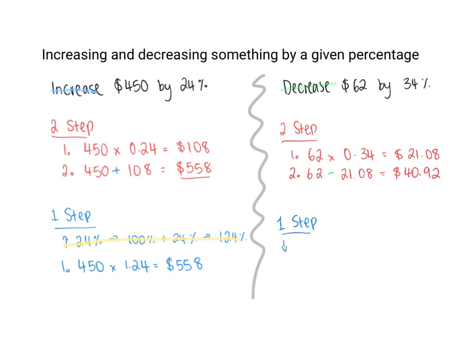Now I'm decreasing by 34%, which means I'm doing 100% subtract 34%, which leaves me with the 66%. So you're effectively asking what is 66% of $62. So the one calculation, if you like, is 62 times 0.66, which gives you straight away the $40.92. So that's increasing and decreasing something by a given percentage.